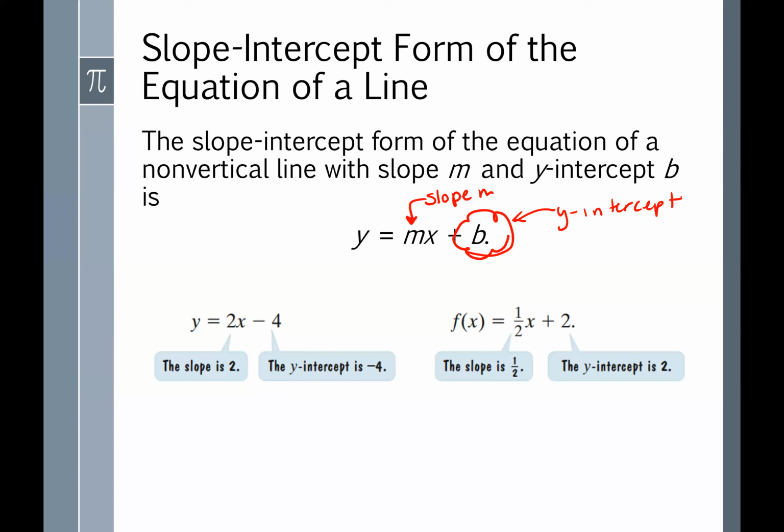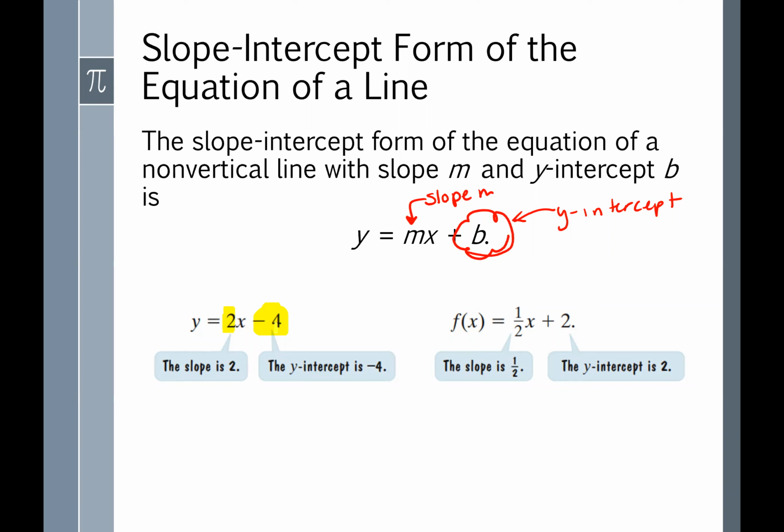So the number that we're multiplying times x, that is the slope. And then this constant over here is the y-intercept. So for y equals 2x minus 4, the slope is 2, and the y-intercept is -4.